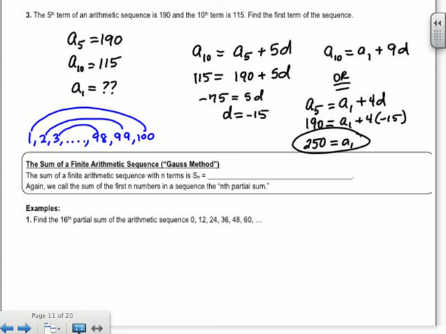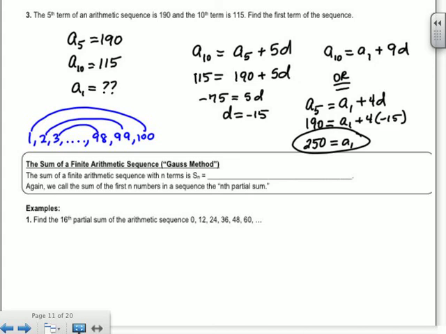This actually works for any arithmetic sequence. So any sequence where you're always adding the same number to get to the next number. And it actually doesn't even matter if there's an odd number. I mean, if I had 99 terms, this would still work out. Yeah, even if there's an odd number.